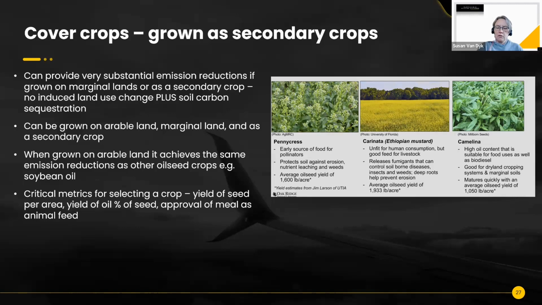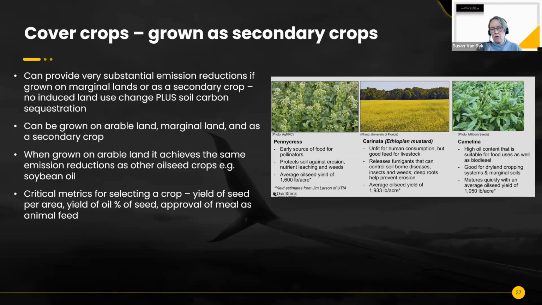Then cover crops, I'm going to treat as a category on their own, because I think there's a huge opportunity for cover crops. They can give you substantial emission reductions, particularly as a secondary crop, because there's no induced land use change. And when I show you some of the CORSIA default values tomorrow, you will also see that it can get negative carbon ILUC values, because there's soil carbon sequestration. It adds more organic content to the soil, and therefore it stores carbon.